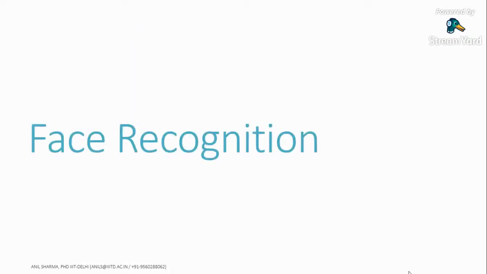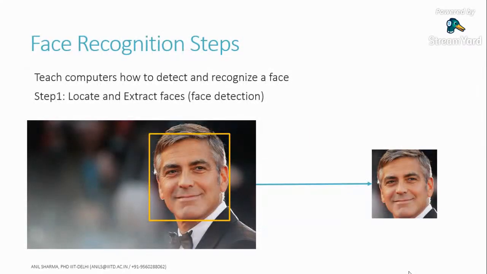Now let's move to face recognition, and then I will take some questions. Face recognition is a multi-step pipeline in which we are teaching computers how to detect and recognize a face. The first step is to locate and extract the faces from the image, which is the face detection we saw in the previous section. So in this big image, we identify where the face is located. The face detection part returns the location of the face.